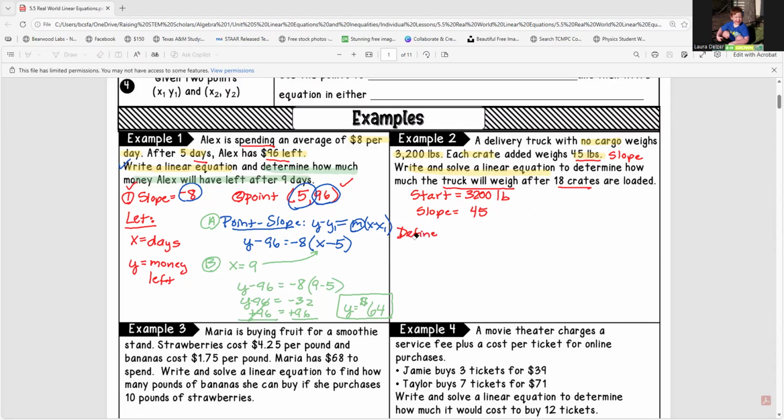I'm going to write the let statement. Let x equal, well, x is going to be my number of crates. Okay. And then my y is going to be the total weight. So let's go ahead and put this into an equation. Because we have a starting amount and we have a slope, the easiest equation of all is we can write slope-intercept.